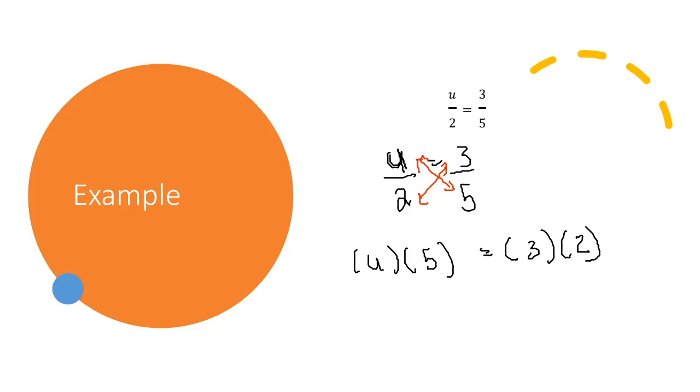So we know with a constant times a variable, we're just going to get 5u. There's really nothing special we can do there. And then 3 times 2 is 6. Now, that doesn't mean we're done, right? We're always looking to see, is my variable by itself? And it's not. There's a 5 being multiplied by the u, so we're going to divide both sides by 5. And we get the answer of u is equal to 6 over 5.